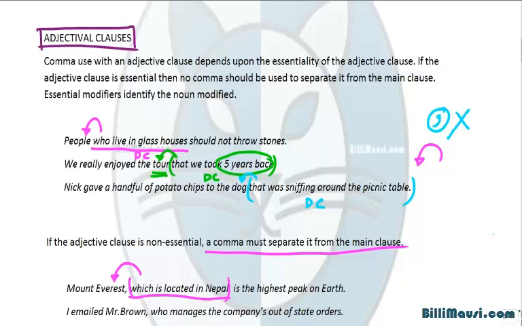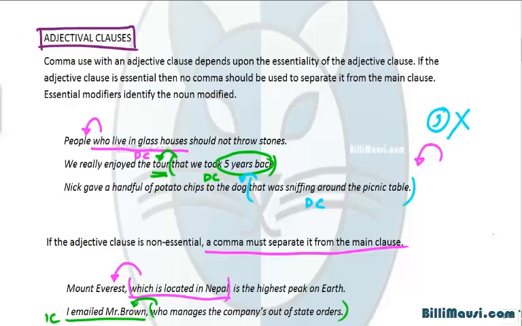Similarly, in the next sentence, I emailed Mr. Brown, who manages the company's out-of-state orders. So here, I emailed Mr. Brown is sufficient enough, and it is an independent clause. But by adding a comma and writing this dependent clause, it is giving additional information about Mr. Brown, what Mr. Brown actually does.